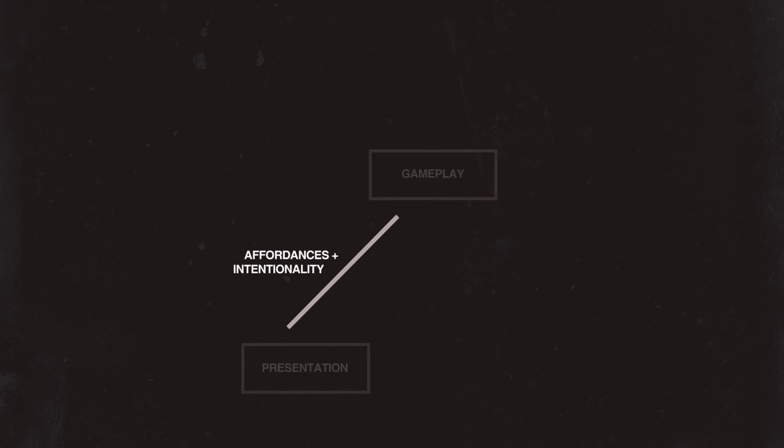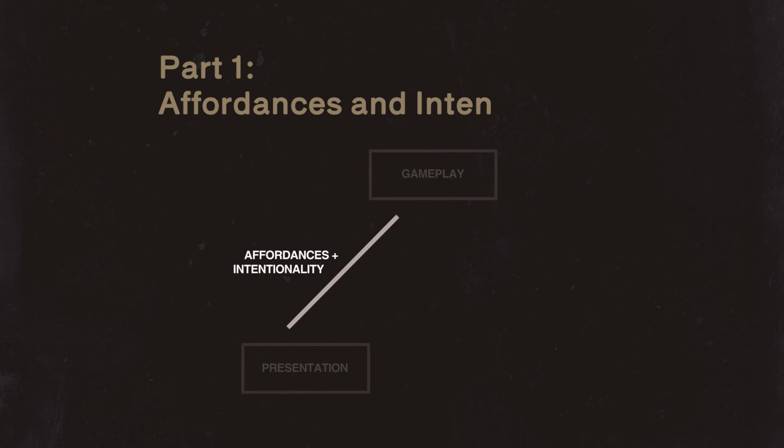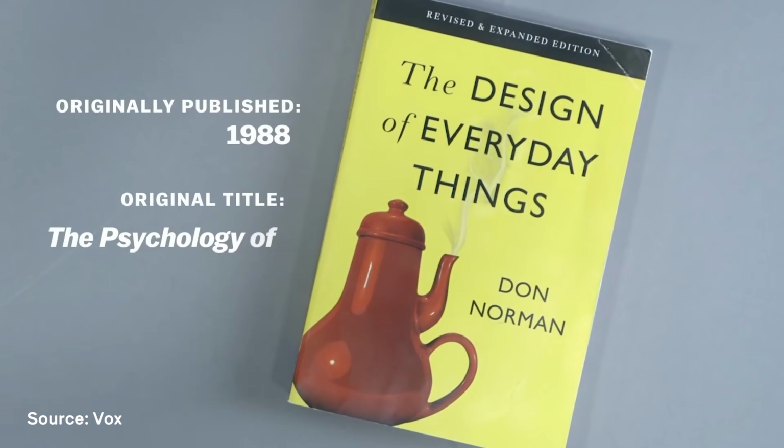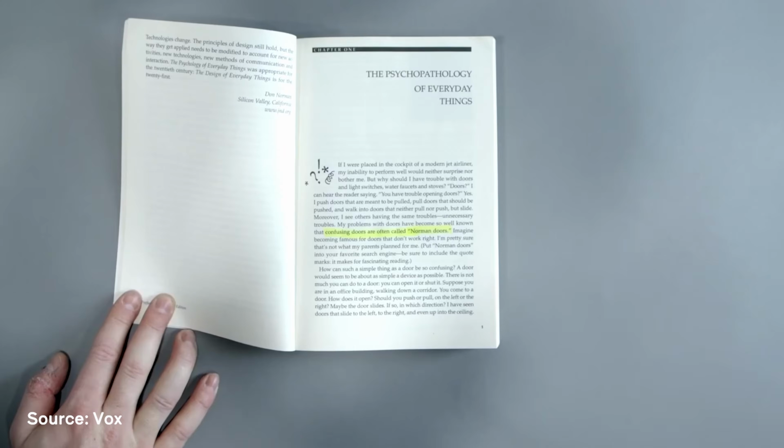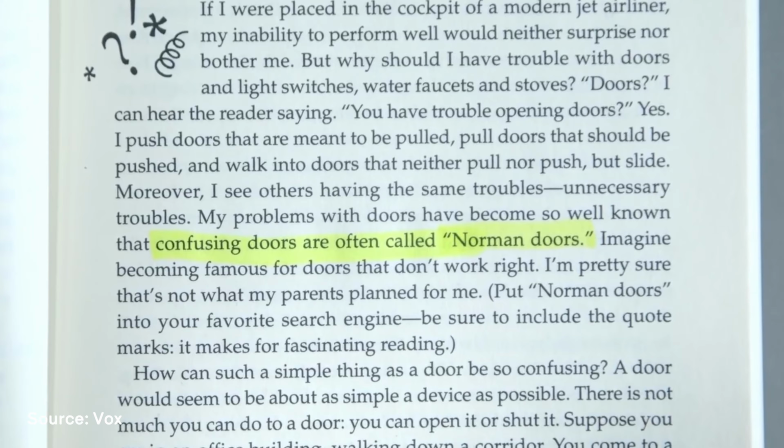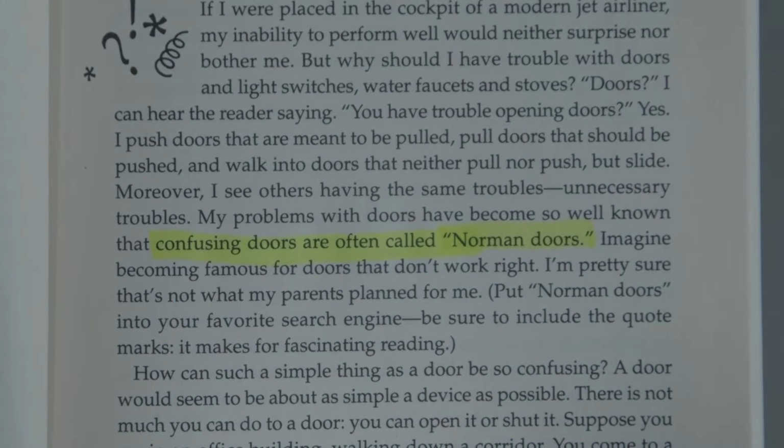in. So first up is affordances and intentionality, two concepts which emerge from this relationship between the gameplay and the way we present things. Affordances is a term that is generally considered to come from the world of industrial design. A great book to read about it is this one, The Design of Everyday Things by Don Norman. And the classic example of affordances in action is the design of door handles. So here's a quick explanation of what they're about.